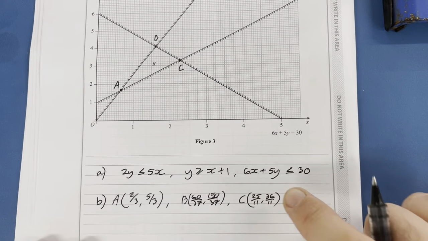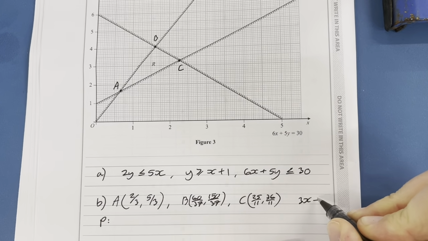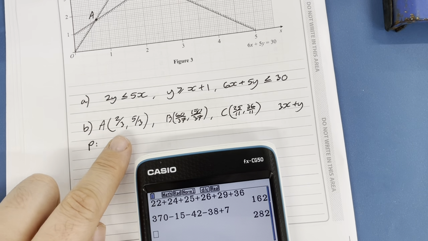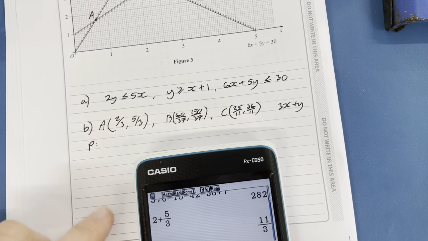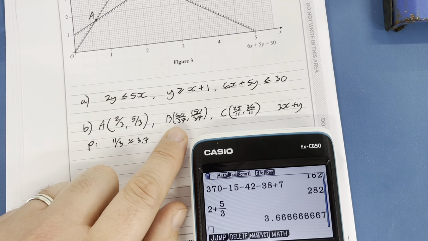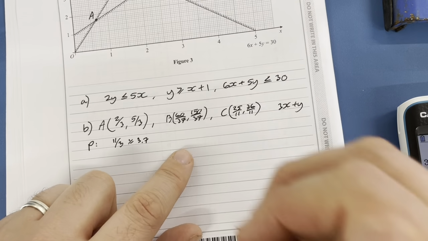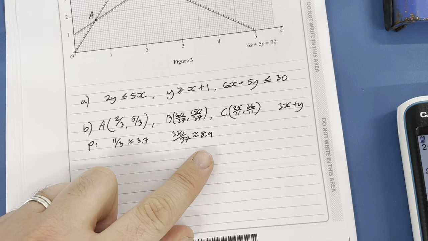So I want to calculate the value of p at each of these points. And p, as defined by the question, is equal to 3x plus y. So each of these, back into computation mode. 3x, so that's 2, plus y, that's 5 thirds, that's 11 thirds. Okay, and just to give it a bit of perspective, that's about 3.7. Okay, this one, 3x, so that's going to be 3 times 60 over 37, plus y, which is 150 over 37. So that's 330/37. And again, perspective, that's about 8.9, so much better than the first point.